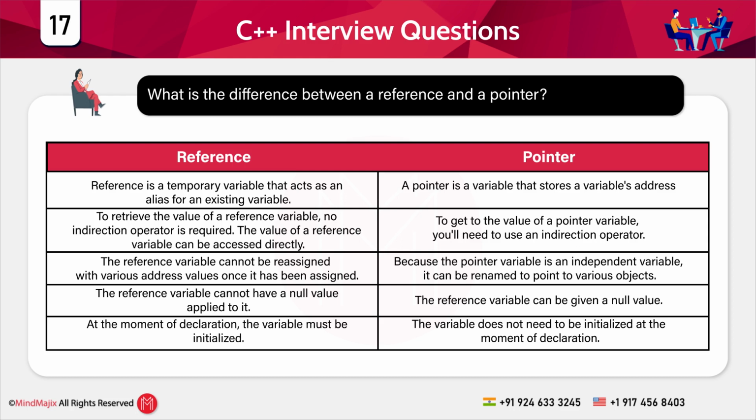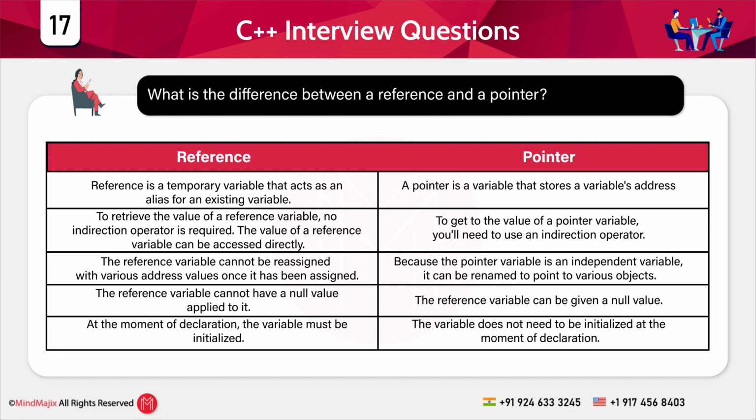In case of reference, the variable cannot be reassigned with various address values once you have assigned it to somebody else. Whereas the pointer variable is an independent variable and hence it can be reassigned to point to different objects. In case of reference, the variable cannot have a null value.